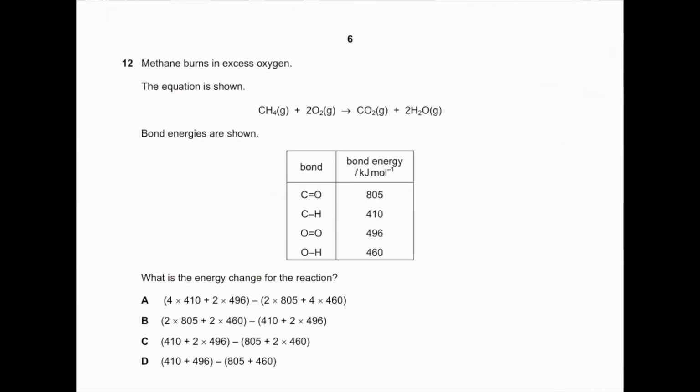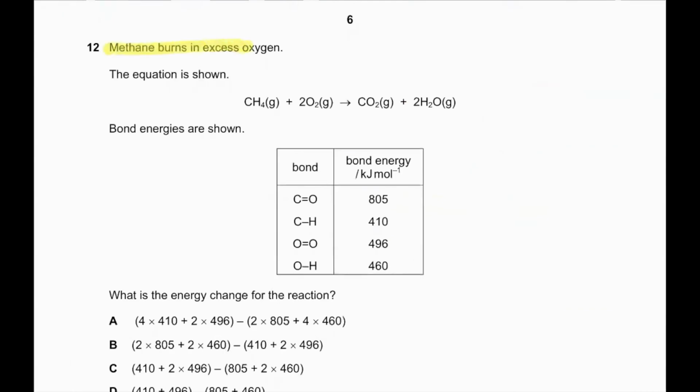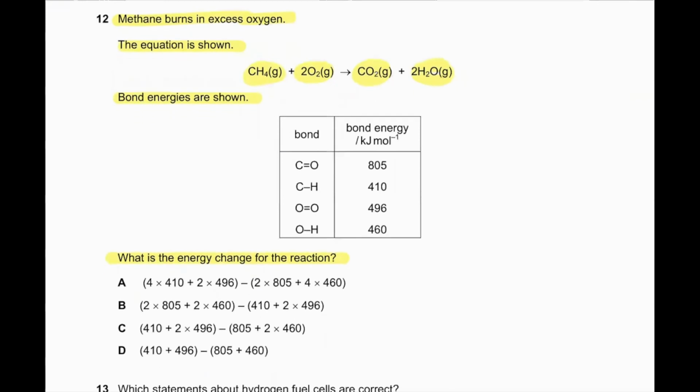Guys, moving on to question number 12. Methane burns in excess oxygen. The equation is shown: methane plus oxygen gives carbon dioxide and water. Bond energies are shown. What is the bond energy change for the reaction? Okay, this is a little bit of a critical question, guys. We will definitely have to find out what bonds they have. So in methane there are 4 C-H bonds. In oxygen there is an O=O double bond. In carbon dioxide there is a C=O double bond, and there are 2 waters, and each oxygen is bonded with 2 hydrogen in a single water.